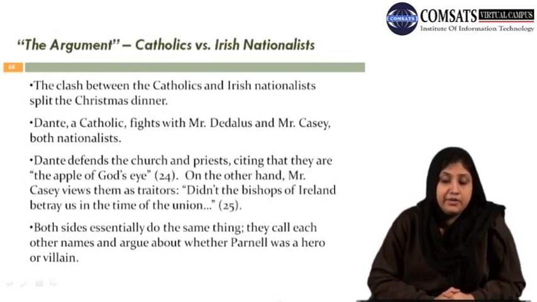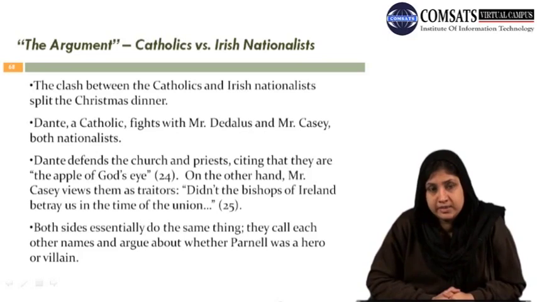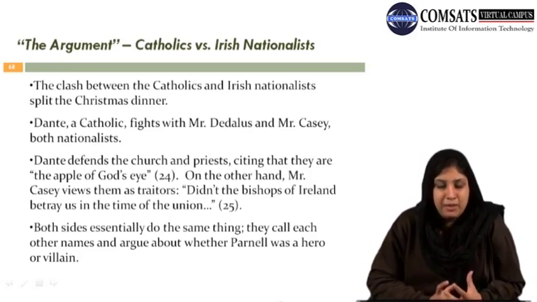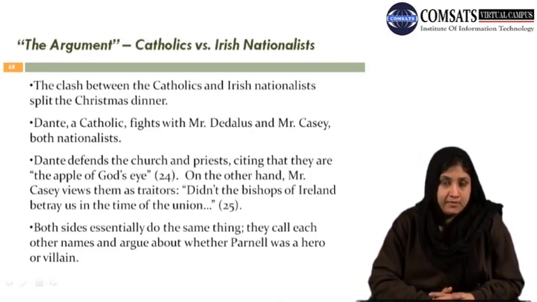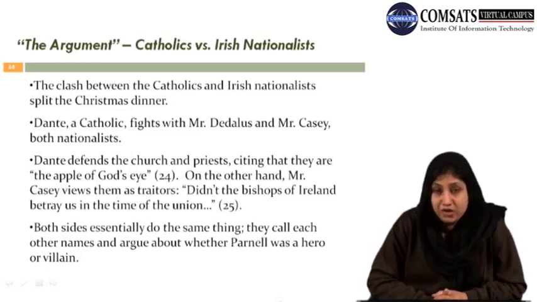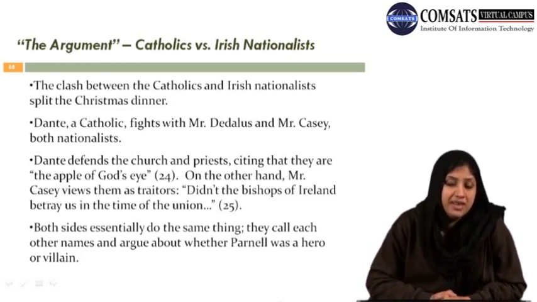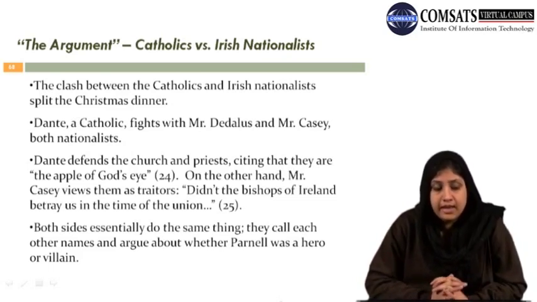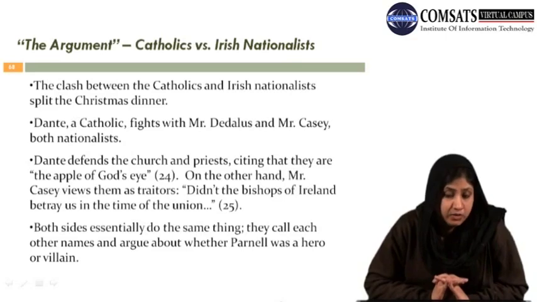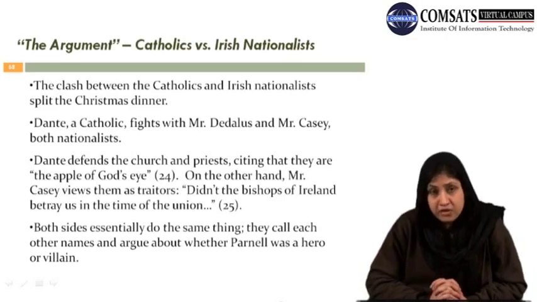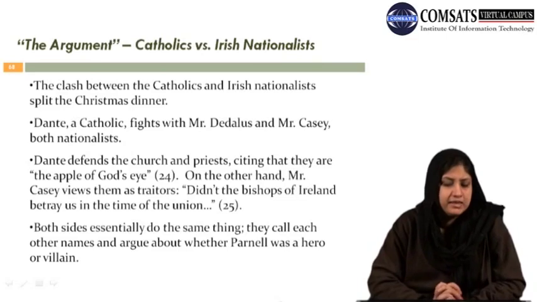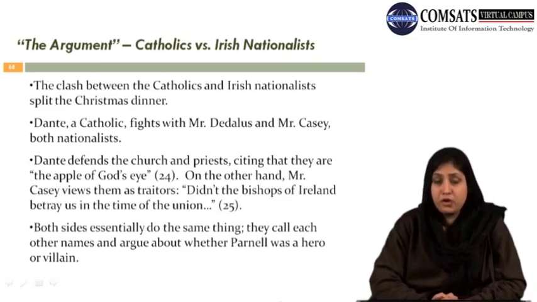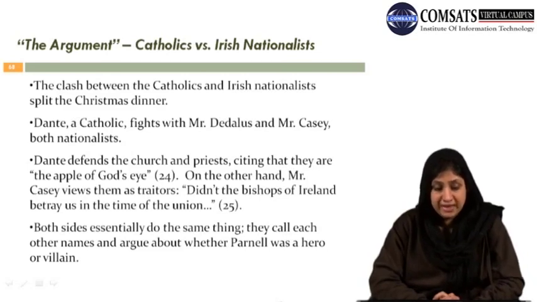The argument, Catholic versus Irish nationalist, is basically one contemporary issue that sits very well in the story and shaped the story as well. The clash between the Catholics and Irish nationalists splits the Christmas dinner. Dante, a Catholic, fights with Mr. Daedalus and Mr. Casey, both nationalists. Dante defends the church and priests, citing that they are the apple of God's eye. On the other hand, Mr. Casey views them as traitors.